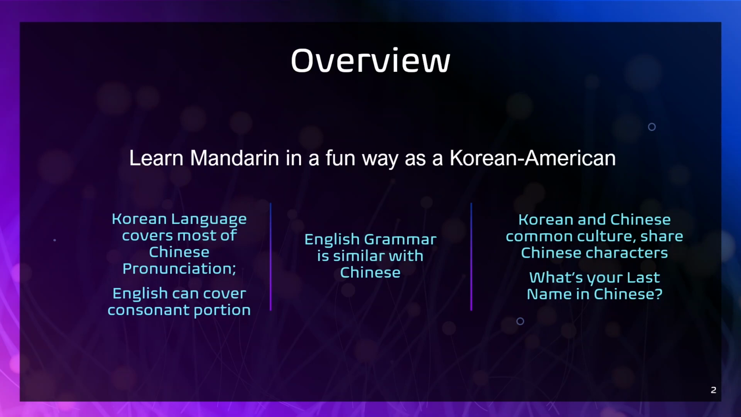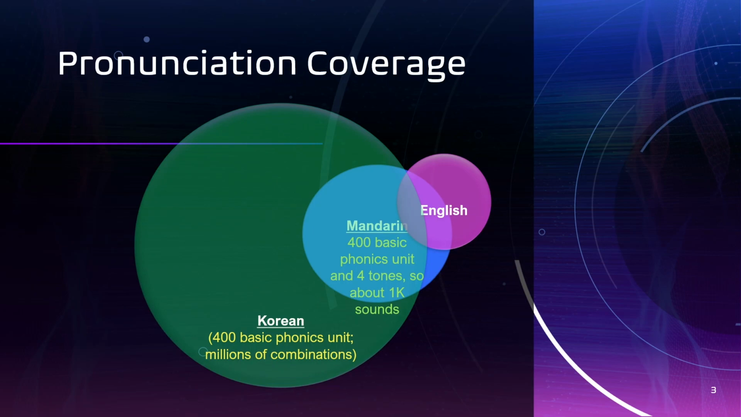In episode 1. So as I mentioned earlier, Korean and Chinese and English share some pronunciations. So for example, Korean has 400 basic phonics, which means that there can be millions of combinations based on these basic phonics. That's why it's the biggest bubble. Then there's Mandarin, which has 400 basic phonics, units, and 4 tones. So in total, there's about 1,000 sounds in total. And in English, there's an indeterminate amount, but it's definitely less than Korean and Mandarin.